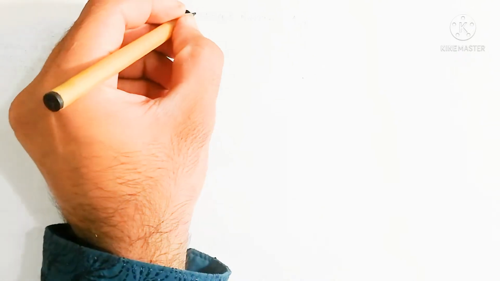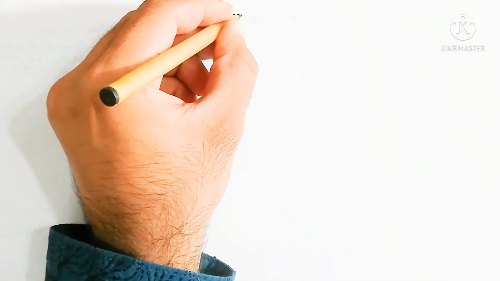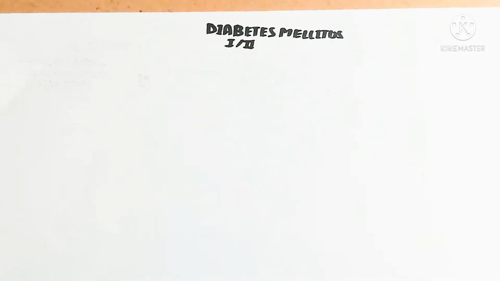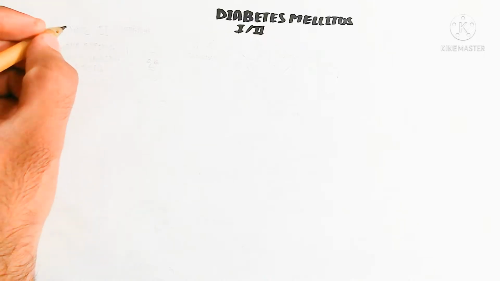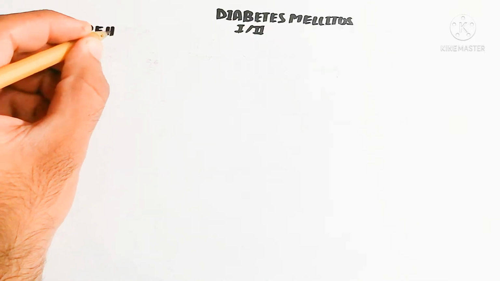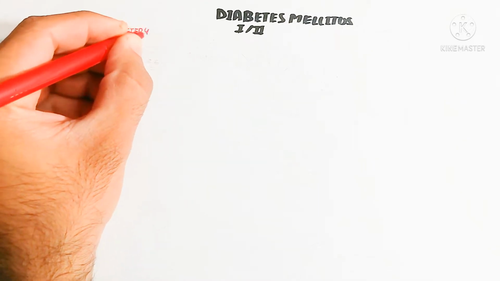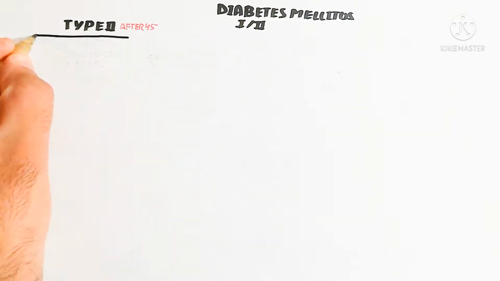Hello, in this video we will discuss diabetes mellitus type 1 and 2. So let's begin by understanding diabetes mellitus type 2. This is basically seen after 45 years of age. It is caused by aging and also overeating, stress, lack of work or exercise, and sugary food.